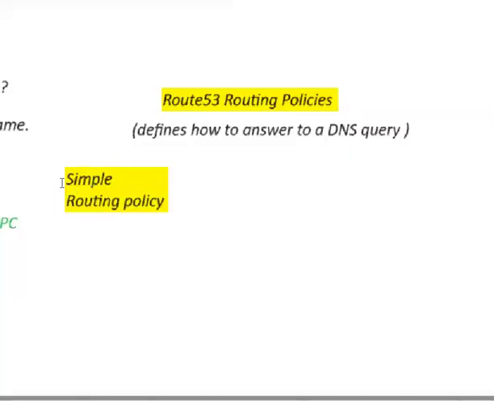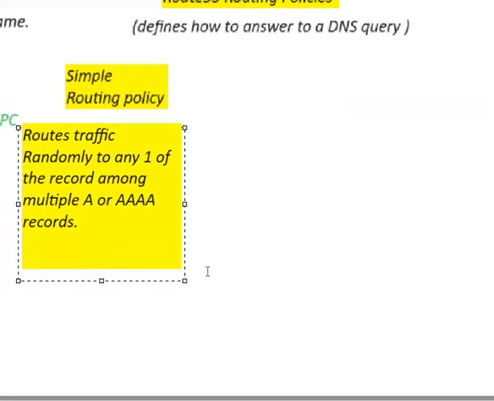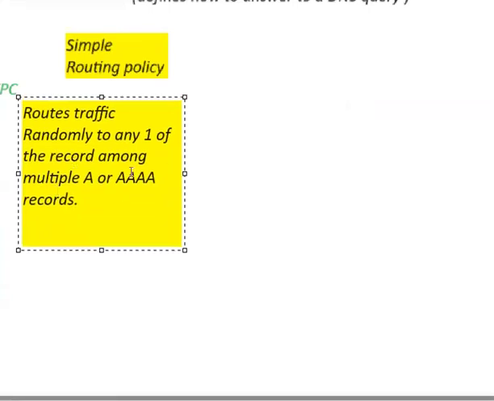Simple routing policy. This simple routing policy will randomly choose a record. So let's say you have multiple A records. This simple routing policy simply routes your traffic randomly to any one of the records among multiple A records. An A record specifies an IPv4 address for your domain, whereas a AAAA record specifies an IPv6 address for your domain name, right? Yeah. So let's say I have two A records holding IP addresses.